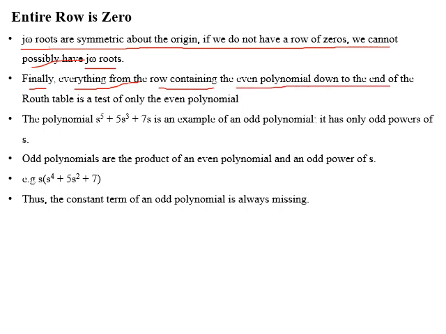The polynomial s power 5 plus 5s cube plus 7s is an example of odd polynomial because it has odd powers of s. Now odd polynomials are the product of even polynomial and an odd power of s. Thus the constant term of odd polynomial is always missing.